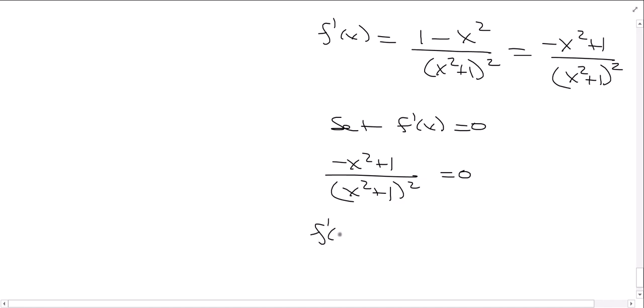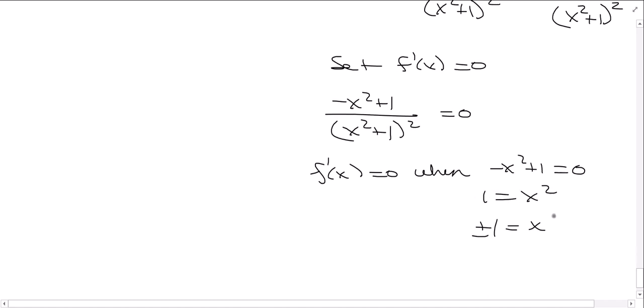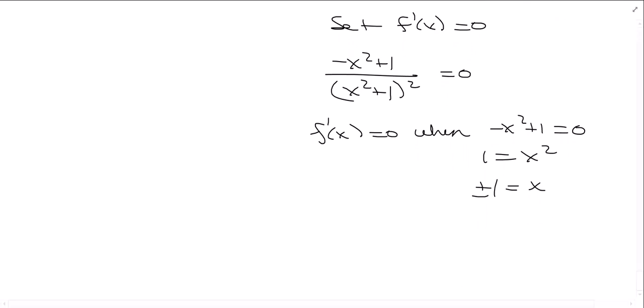So f prime of x equals 0 when negative x squared plus 1 is 0, right, when the numerator is 0. This gives me 1 equals x squared, so x is plus or minus 1. Don't forget to do the plus or minus when you take the square root. That's why sometimes I prefer factoring.